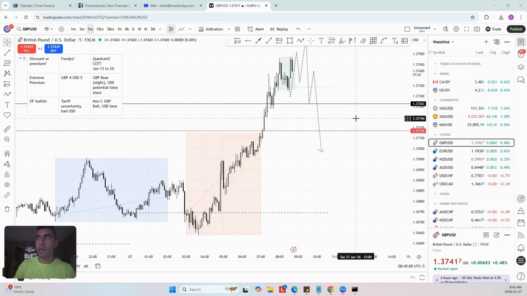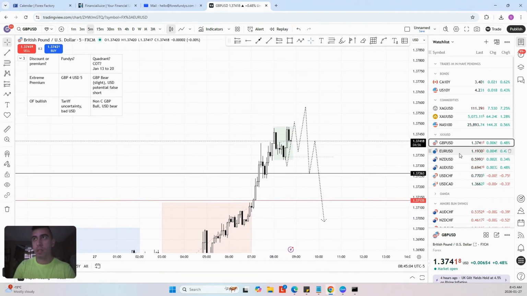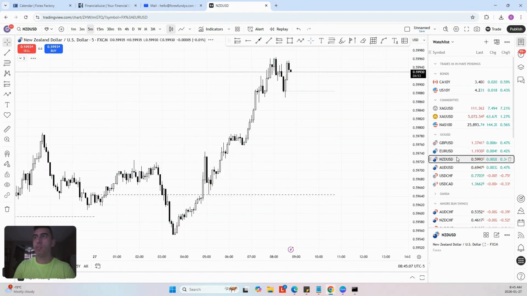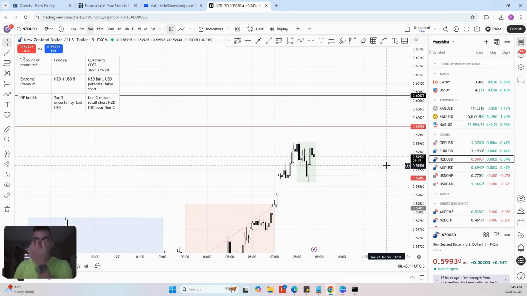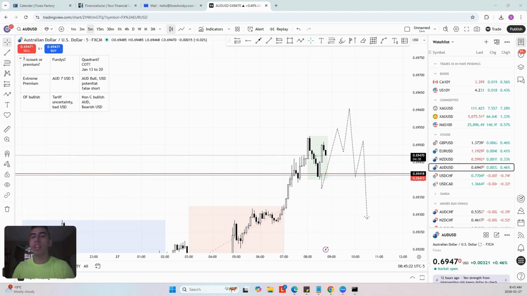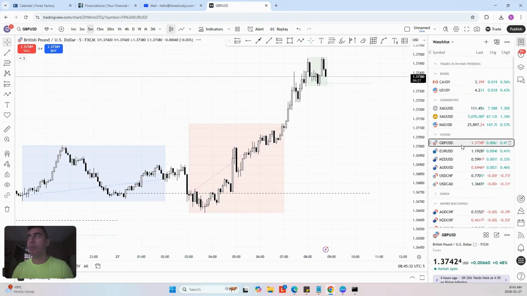So I'm just organizing these off of the strongest right now, which seems to be the Great Britain pound. Euro is experiencing a little bit of a decrease in strength. NZD still hasn't swept the area that I talked about earlier. And AUD, I'm putting in an alert right here for the sweep. I know it didn't fully break this, but I'm just curious to see how it moves.